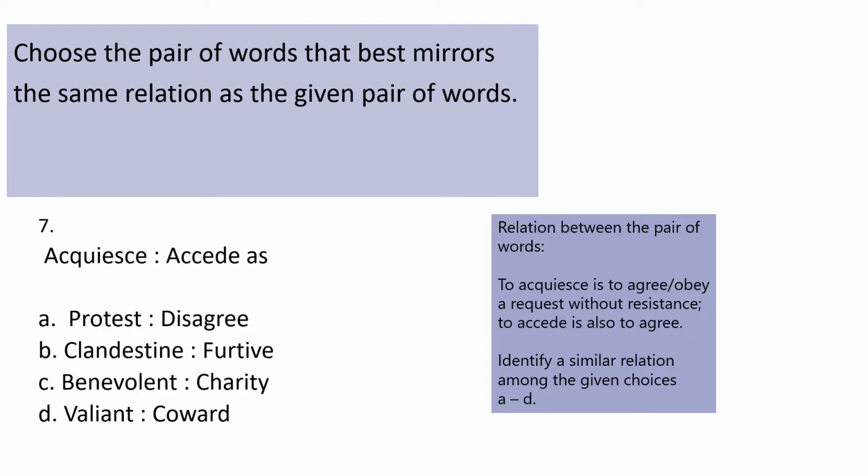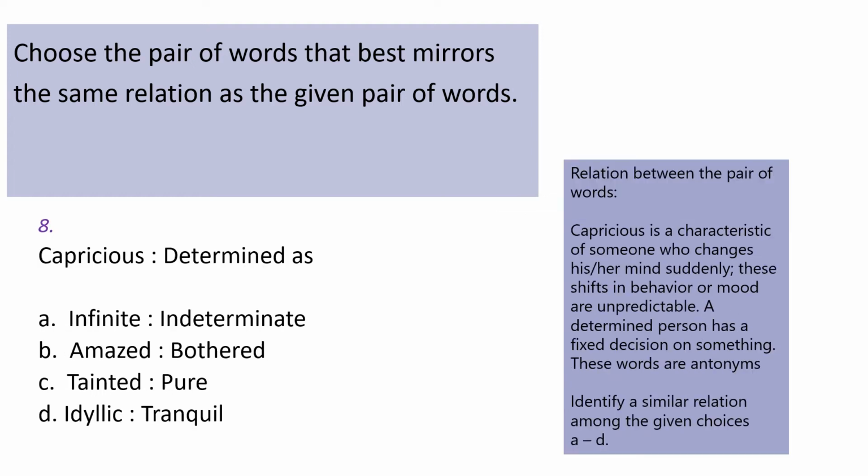For number 7, we have acquiesce is to accede. To acquiesce is to agree or obey a request without resistance or just a little resistance, but one still agrees, while to accede is to agree. So these two words are synonyms. Let's identify also the pair that are synonyms from among the choices A to D.